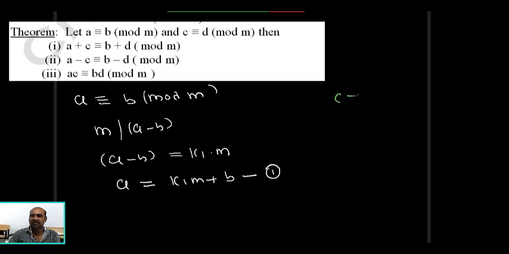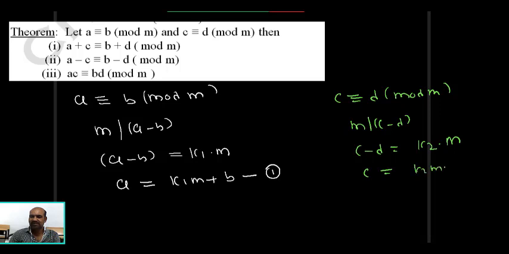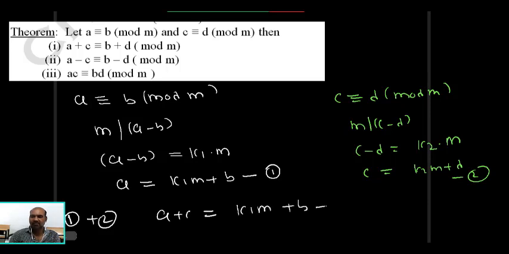Next, what is given? C is congruent to D modulo M, the same M, or M divides C minus D, or C minus D equals some integer times M, or C equals some integer times M plus D. Do one thing, students: add 1 and 2. We will get result number 1. I will show you: A plus C equals k1 M plus B plus k2 M plus D.